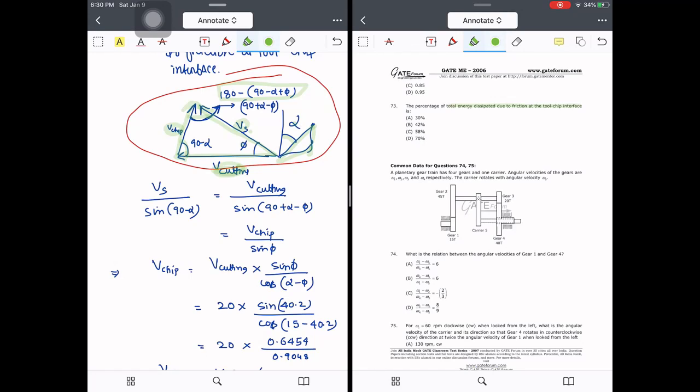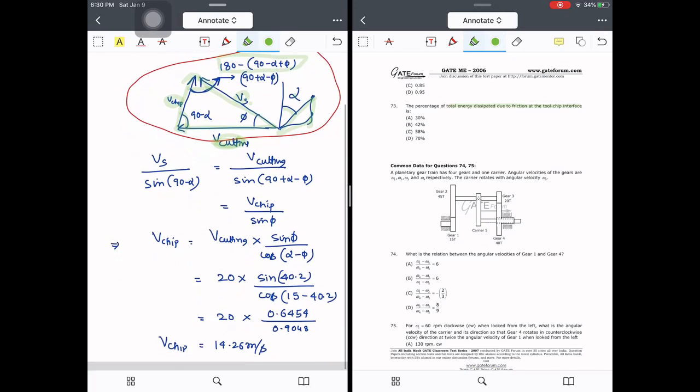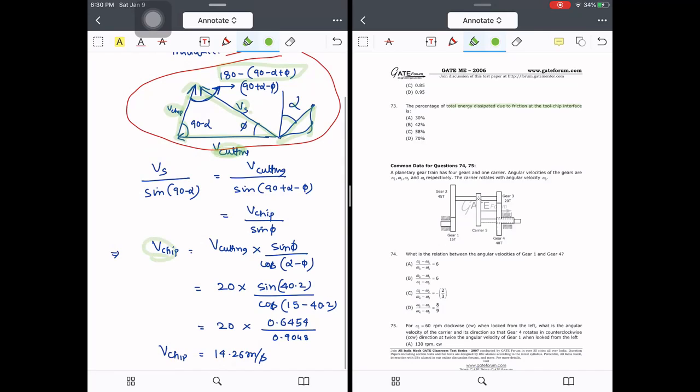So first of all, we need to find the total energy that is required, right? So how will we find the total energy? It is nothing but the force required for cutting into the velocity of the cutting, F cutting into V cutting. This is the total energy.